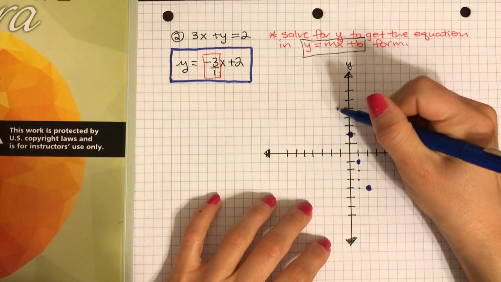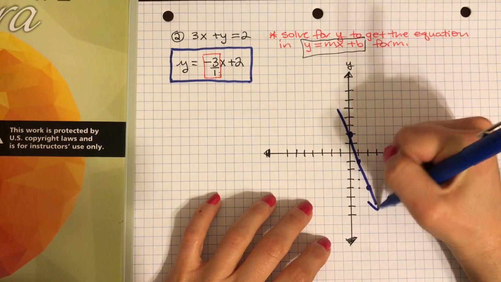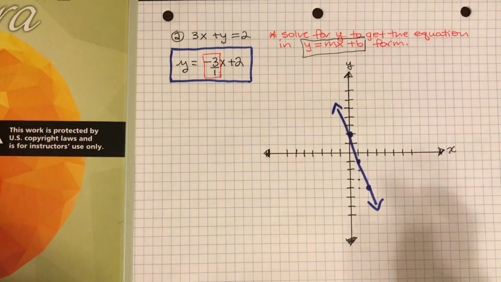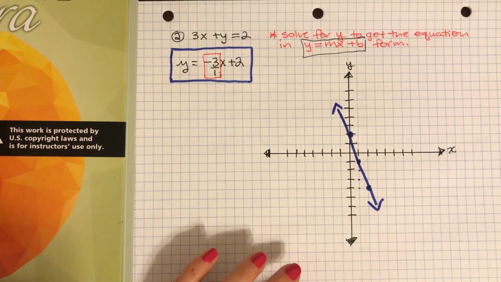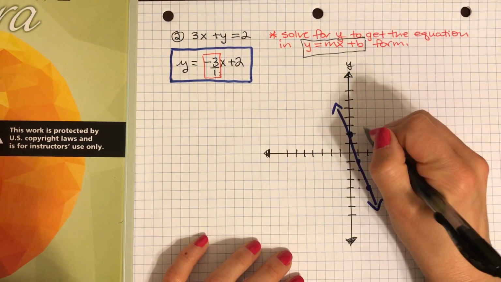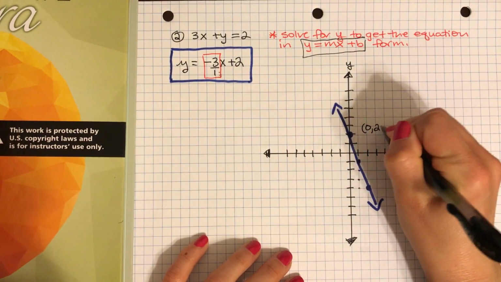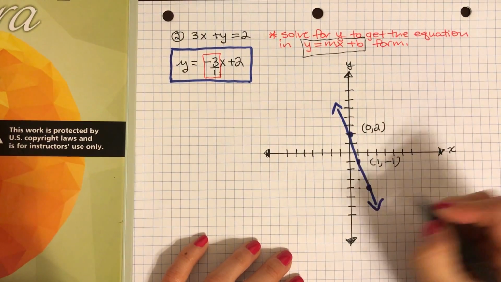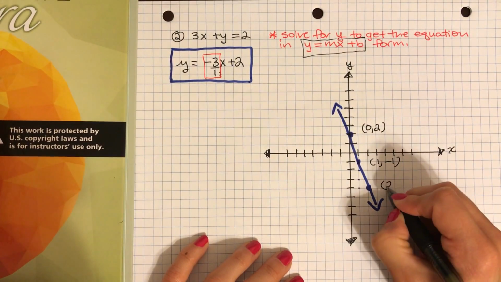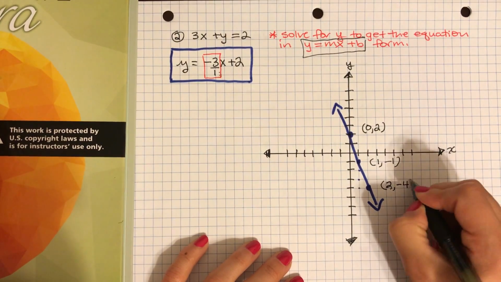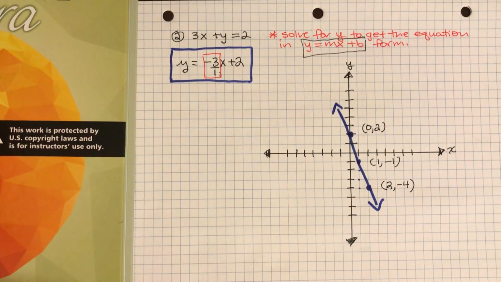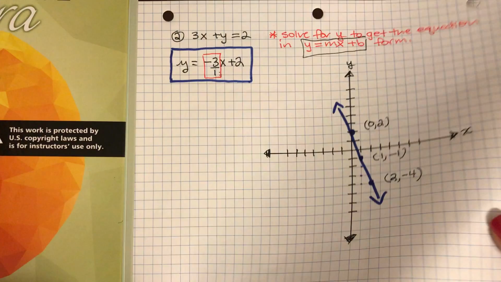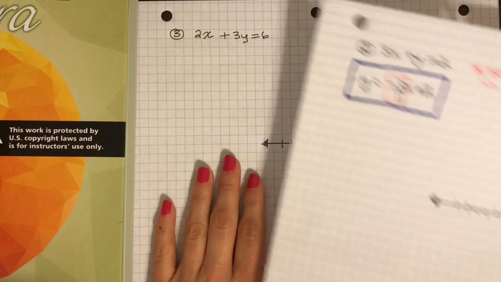We're going to connect these and write the ordered pair next to them. So this point is 0, 2. This one is going to be 1, -1. And then finally we have 2, -4. And that would be our second graph. Let's take a look at the third graph.